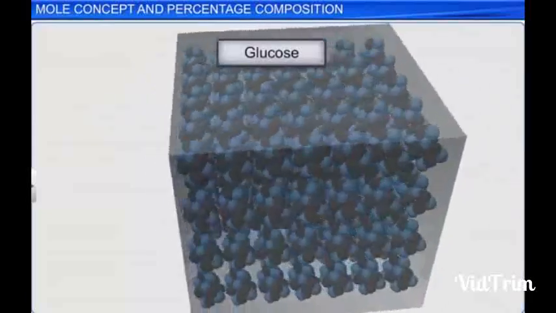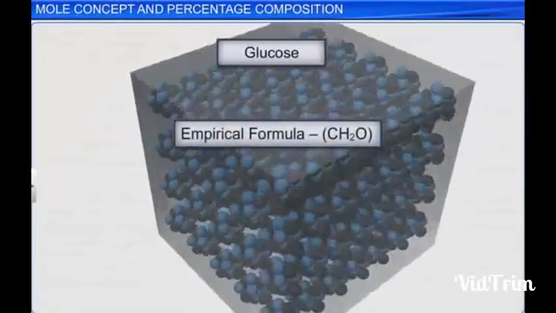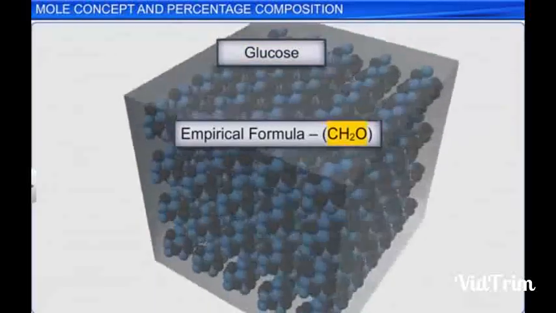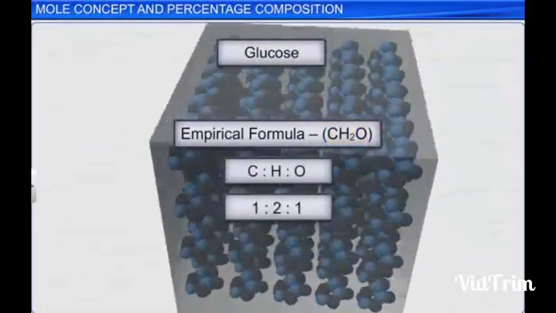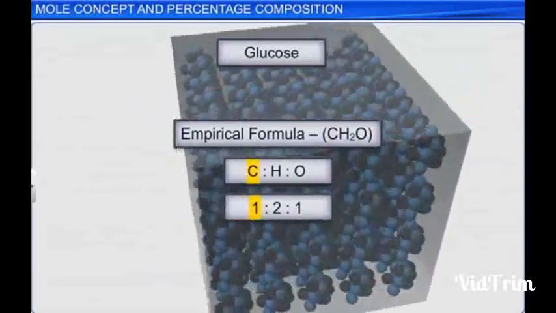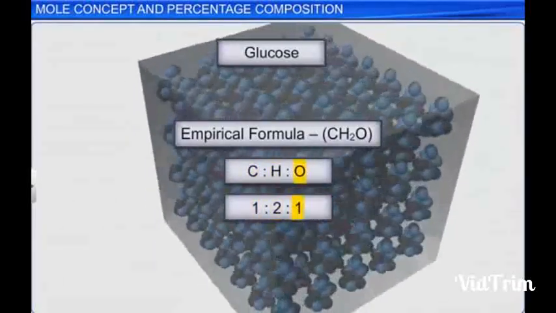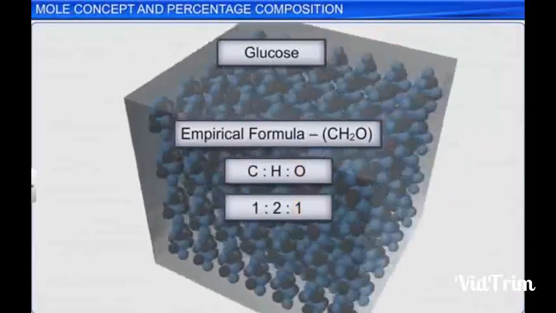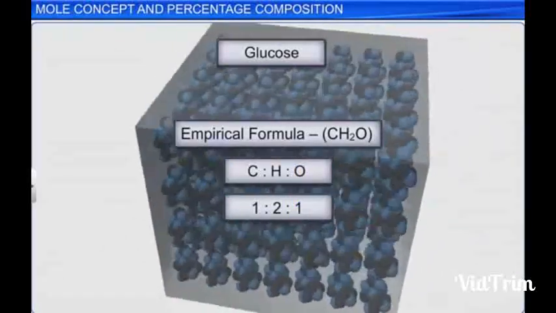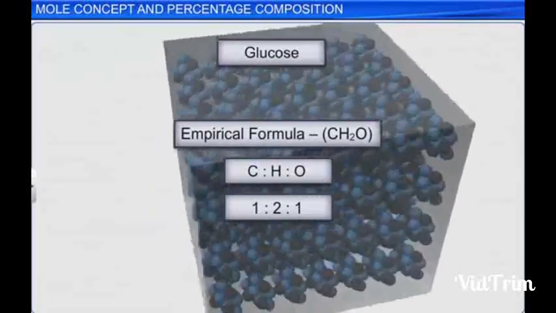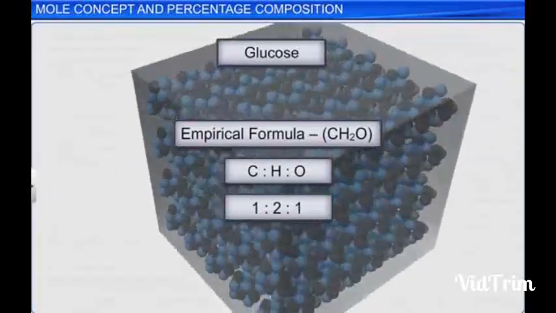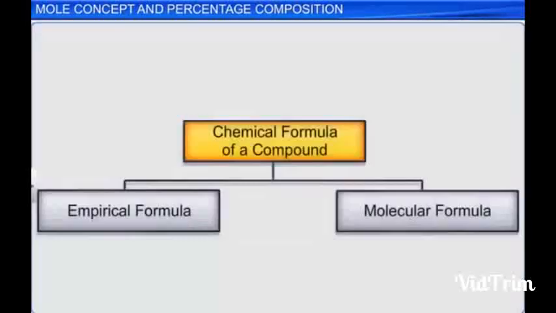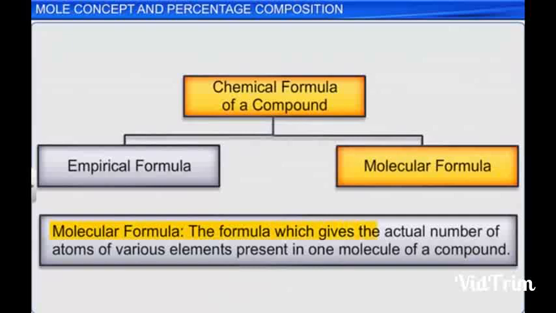Similarly, the empirical formula of glucose is CH2O. This indicates that there is 1 carbon atom for every 2 hydrogen and 1 oxygen atoms. Note that the empirical formula only indicates the atomic ratio of the elements present in one molecule of the compound. Now, let's look at molecular formula. The molecular formula is defined as the formula which gives the actual number of atoms of various elements present in one molecule of a compound.